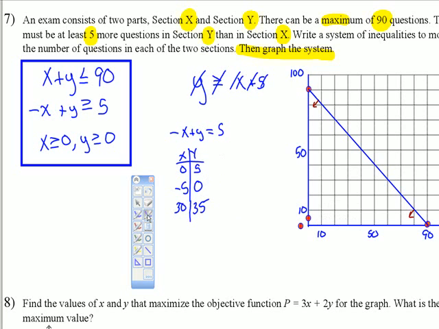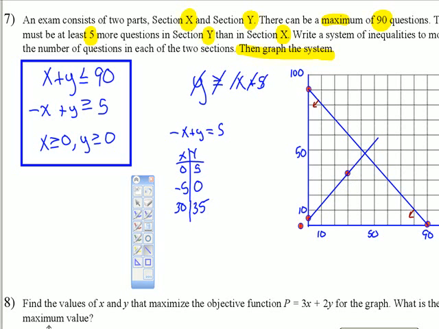Let me get this tool. 10, 20, 30, and then I've got to go up to 35. 5 would be about right here. Let's connect those dots. This one I may not want to use because it's not on the grid, so it's kind of an estimate. But I know that one is, and I know this one is.